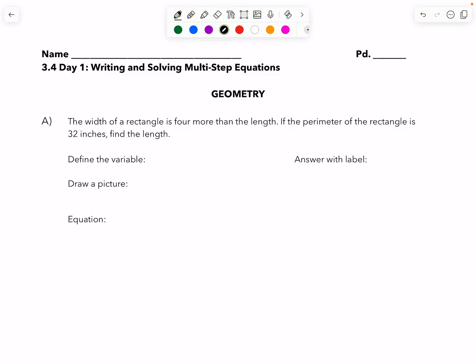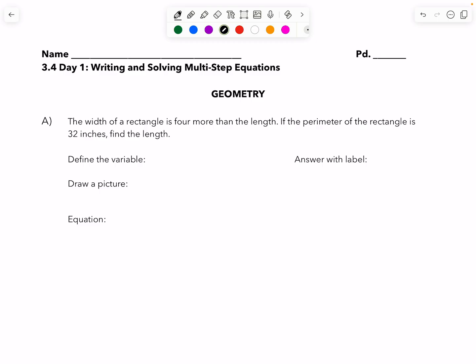Hello, pre-algebra. Today we are doing 3.4 day 1, writing and solving multi-step equations. And this is the geometry portion of it. So on our note sheet, example A says, the width of a rectangle is 4 more than the length. If the perimeter of the rectangle is 32 inches, find the length.